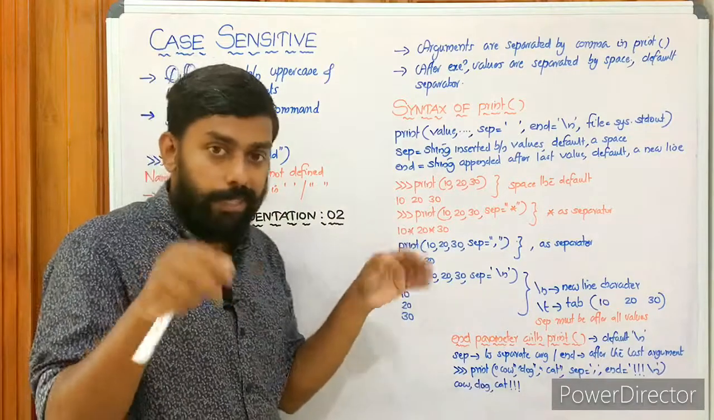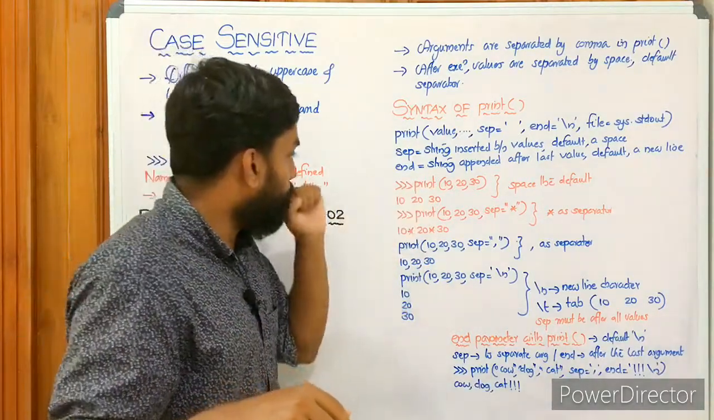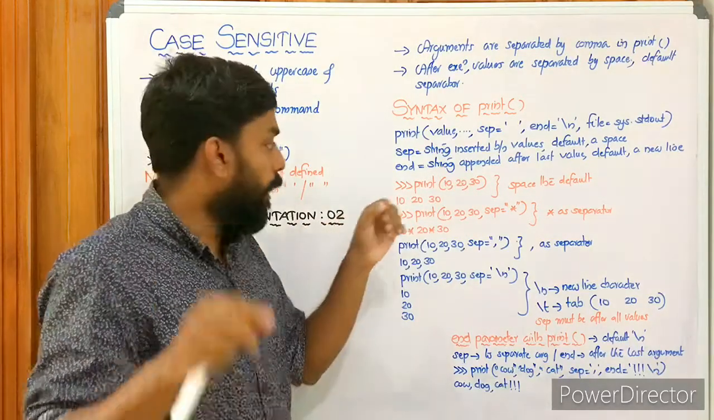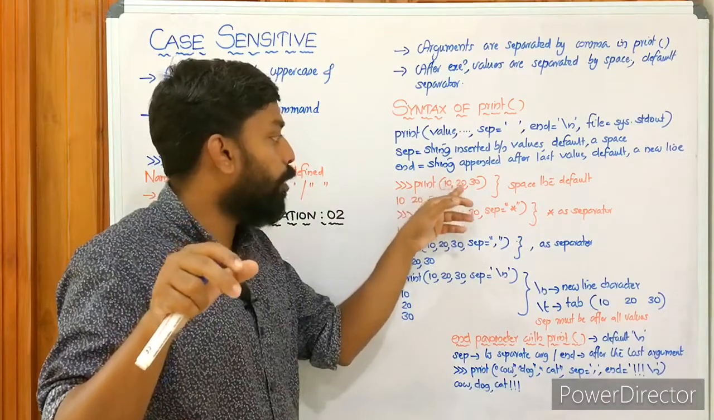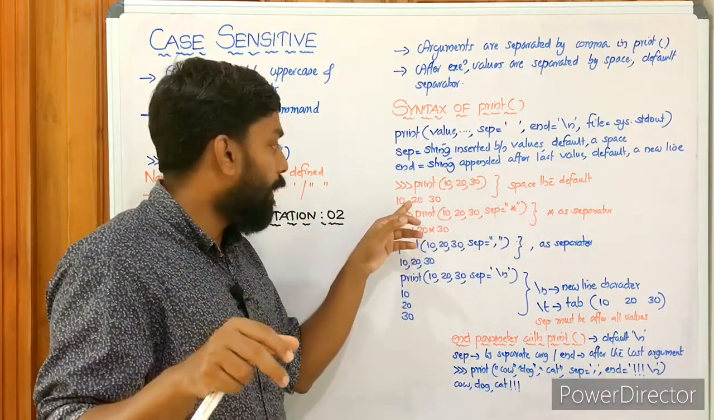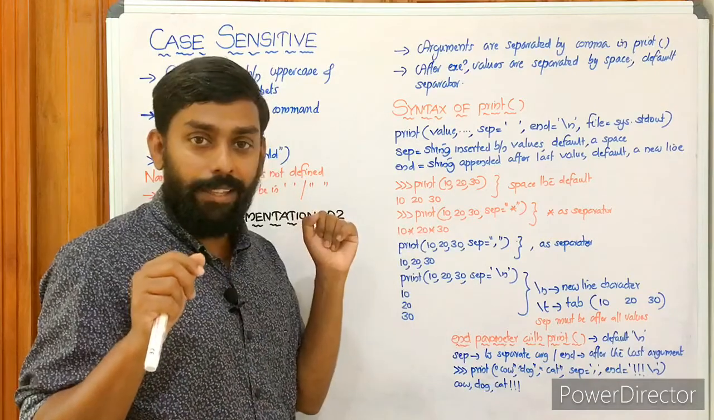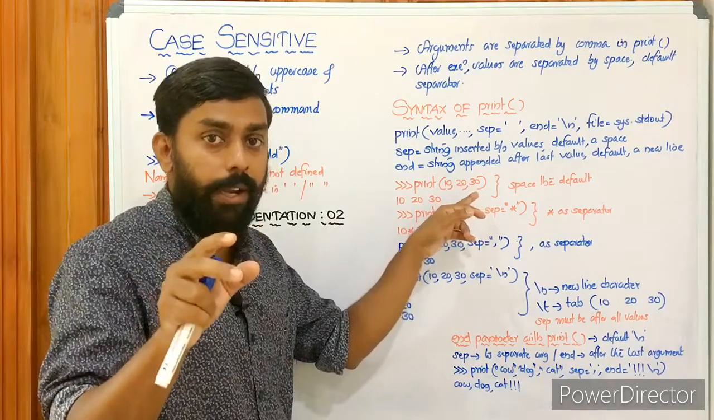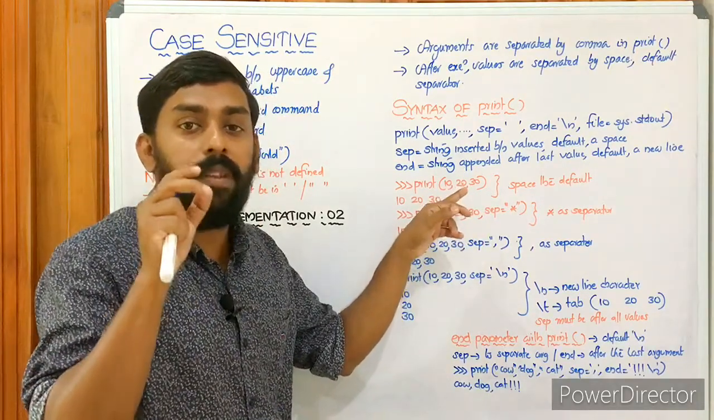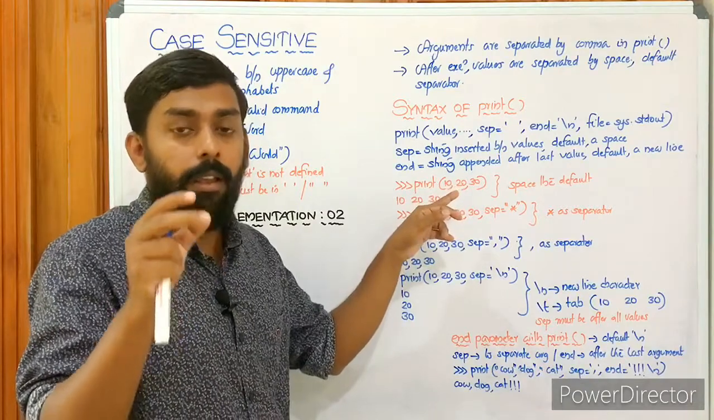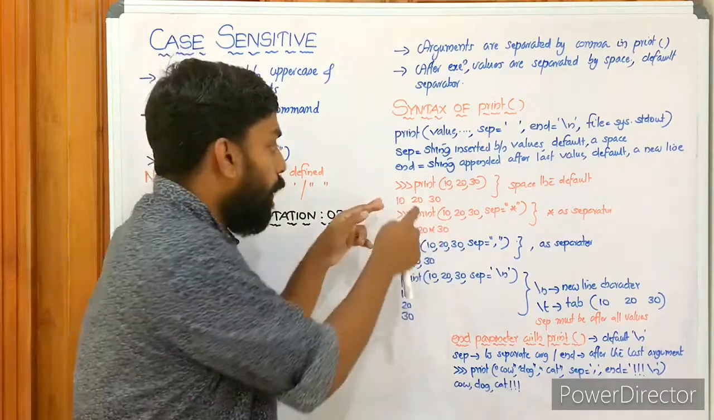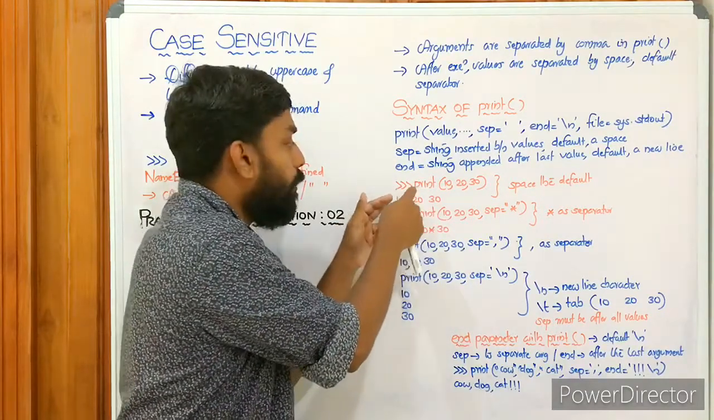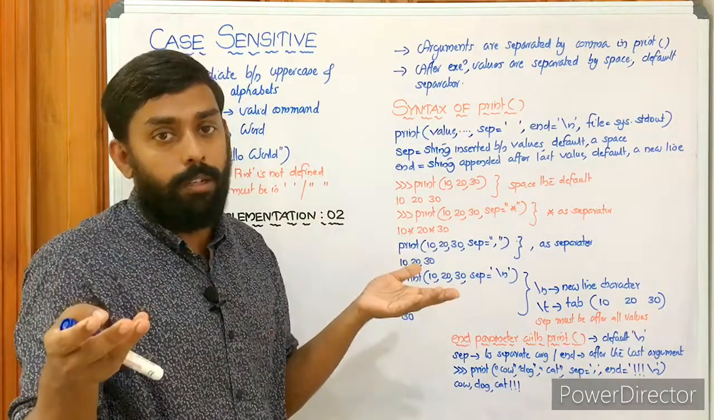Then we have some example statements. First one: print 10 comma 20 comma 30. Here is the result, 10 space 20 space 30. Why? Because we haven't specified any separator here. If we don't specify a separator, what will be the value of sep? Space. That is why 10, 20 and 30 are printed with spaces between them. The default value of sep is space.